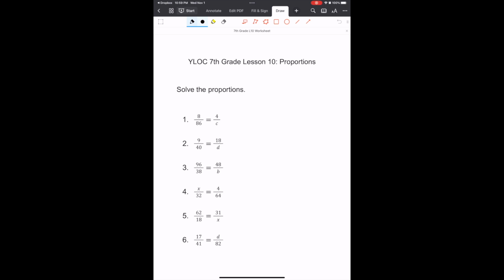Today we're going to go over lesson 10, proportions. So let's go, number 1. What are proportions? Well, it's basically two numbers that are the same but written differently. For example, 1 divided by 2 is equal to 1/2. 2 divided by 4 is also equal to 1/2. So this means 1/2 is equal to 2/4. You're basically saying that these two are the same.